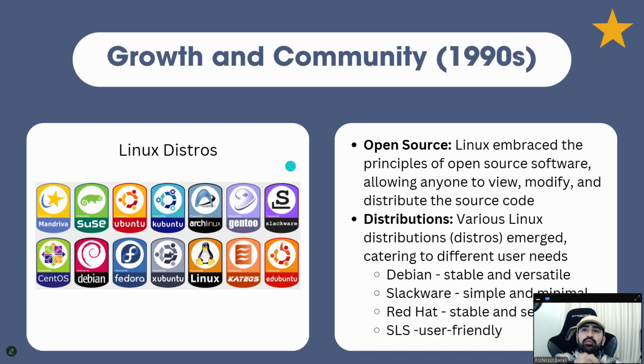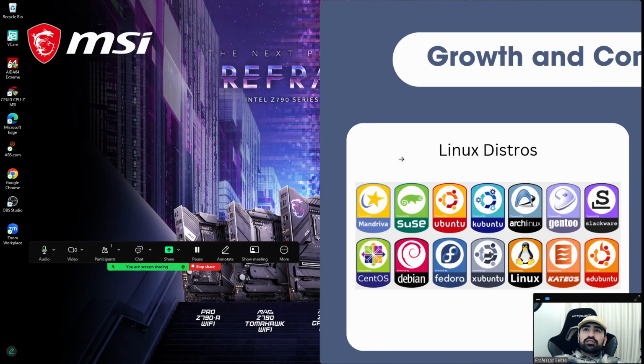There's Debian, which is stable and versatile. Slackware is simple and minimal. Red Hat, SLS is a user-friendly one. So with all these Linux versions, a lot of them, what they do is, Windows, for example, has a lot of stuff in it to make it easy to use. Linux kind of strips down those parts so that it's efficient, and maybe it's not the easiest to use, but it's definitely going to be really resource efficient. So it's not going to take a lot of power for your computer to run this operating system. Again, there are different versions, so it's not entirely the same across different distros.